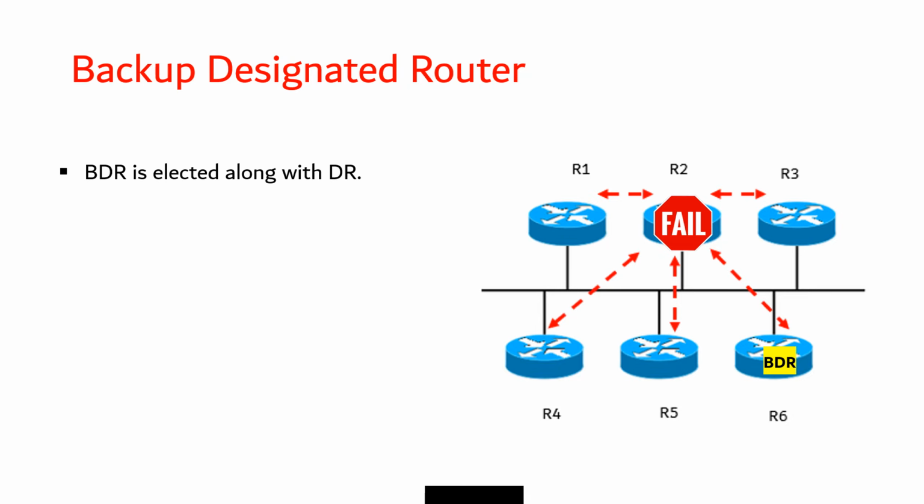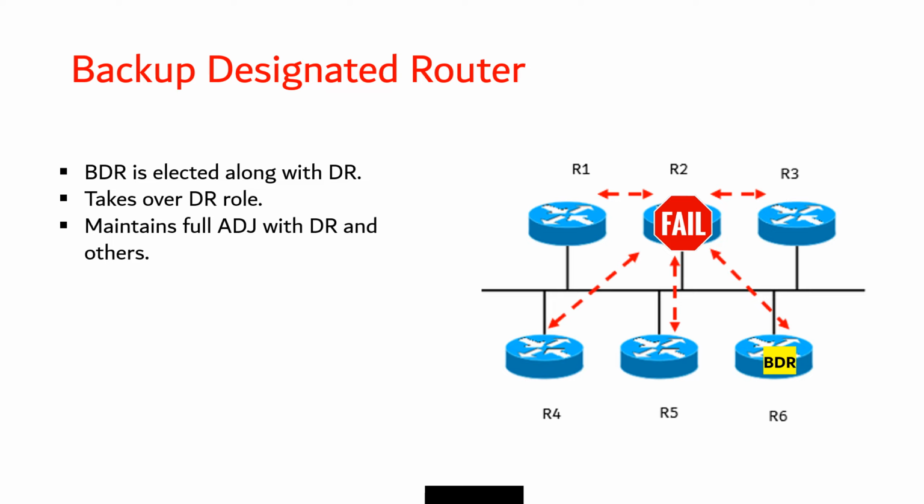So the BDR is the router that takes over the DR role if the current DR becomes unavailable or fails. So the BDR is responsible for maintaining a full adjacency with the DR and other routers on the segment. It is always ready to assume the DR role if needed, ensuring network stability in the event of DR's failure.